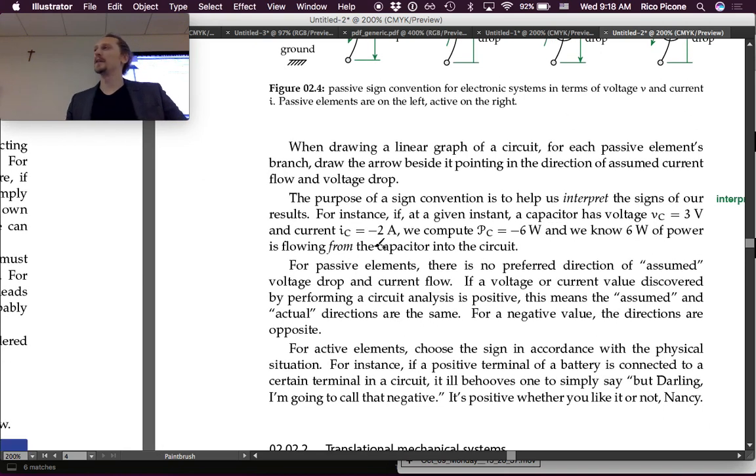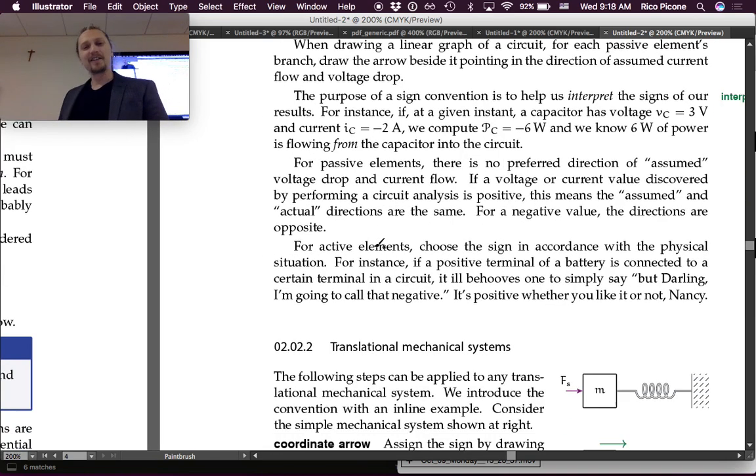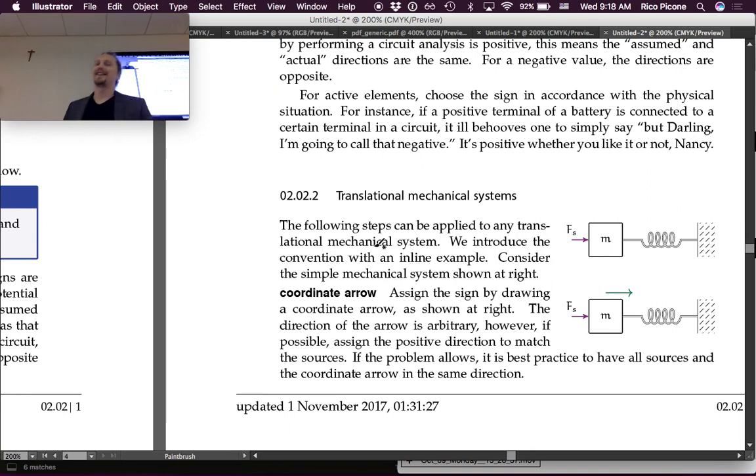It's positive whether you like it or not, Nancy. That was a joke I reused, but I liked it. Okay. I gotta have fun with making these notes. You can tell. I just like sitting there just like, hee hee hee hee. That's what I do. I laugh like that. Okay.